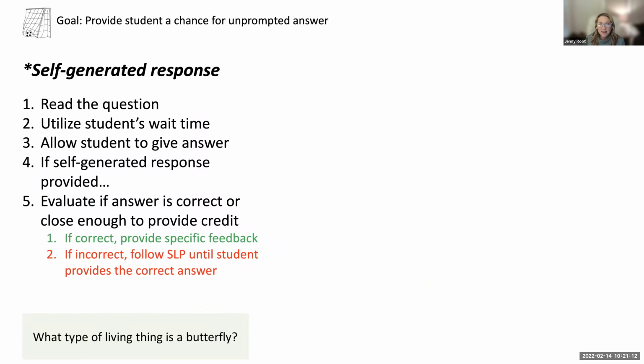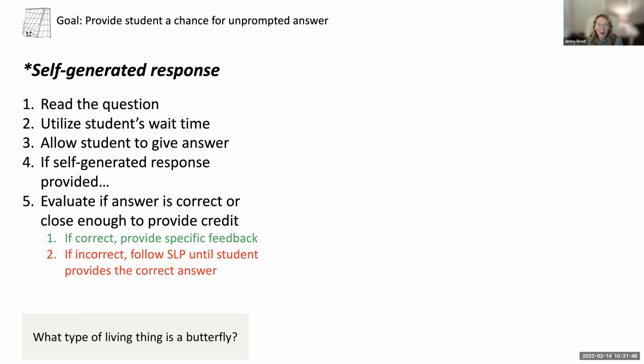So the goal is to provide a chance for the student to have an unprompted correct response, so we want to give them the opportunity for a self-generated response. We don't always need to go directly to providing response options, especially if our students are able to respond vocally. So we want to read the question, give wait time, allow that student to provide the answer, and if a self-generated response is provided, evaluate: was it correct or not?